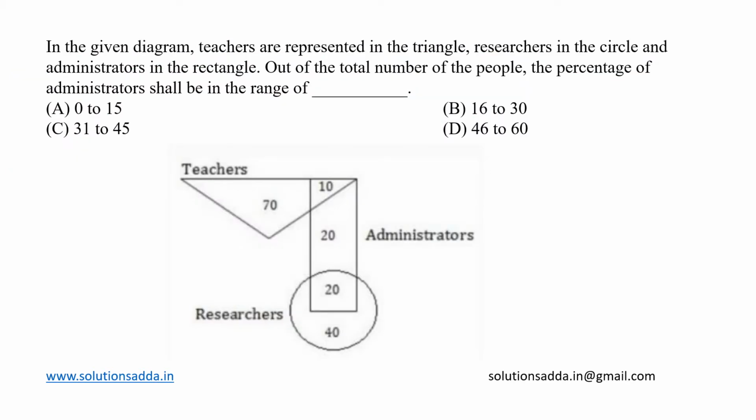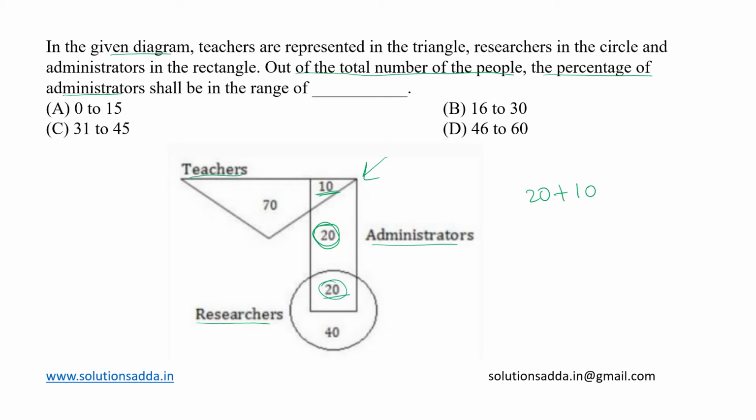This is an aptitude based question. We have been given a Venn-like diagram in which the triangle represents the teachers, the rectangle represents administrators, and this circle represents the researchers. We need to determine, out of the total number of people represented in this diagram, what is the percentage of administrators. Now we can see that this rectangle is representing the administrators, out of which these are the 20 people who are only administrators. These 10 people are both administrator as well as teacher. So if they ask us for administrator, we shall definitely count them as well. These 20 people are both administrator as well as researchers.